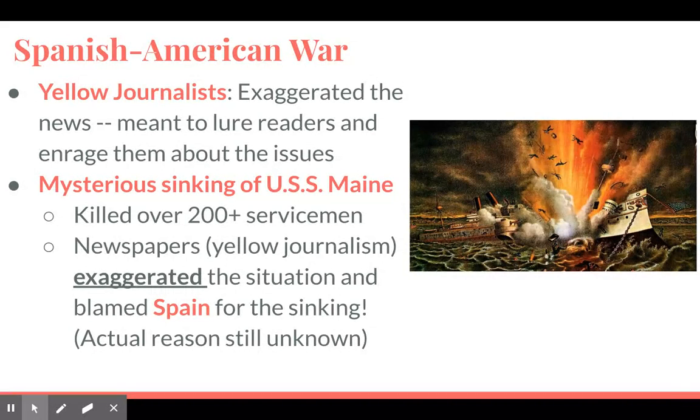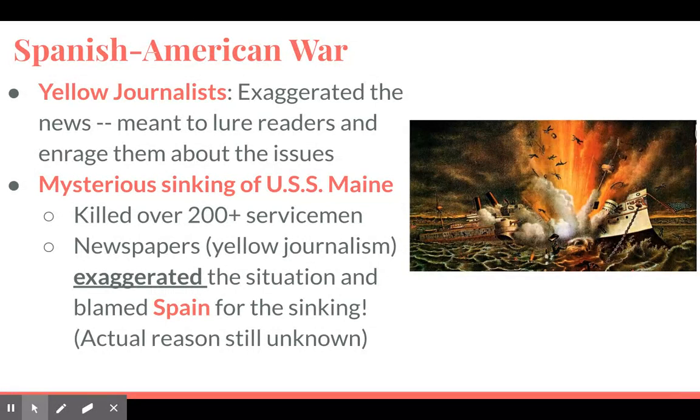So, they actually have their own title. They're called yellow journalists. This is a vocabulary term. Make sure you write this down. Yellow journalists. They exaggerate the news. They are meant to lure readers in and enrage them about issues. They think of these crazy, unique titles to get people to buy their newspapers, to read their articles, and they try to exaggerate the little truth that they might have.